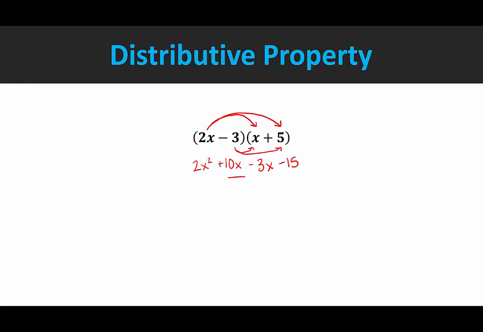Combine your like terms, 10x and negative 3x. When we combine those, I have 2x squared. 10 minus 3 is 7, so plus 7x. And then a minus 15.